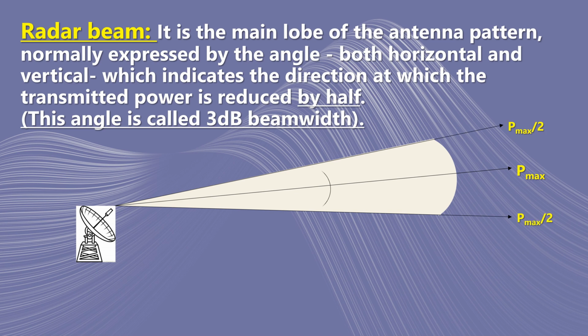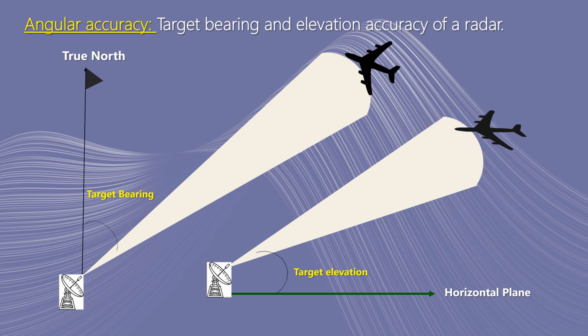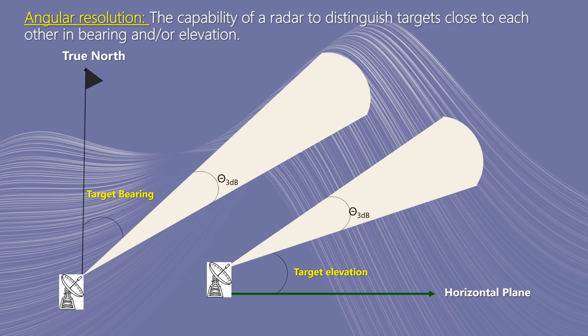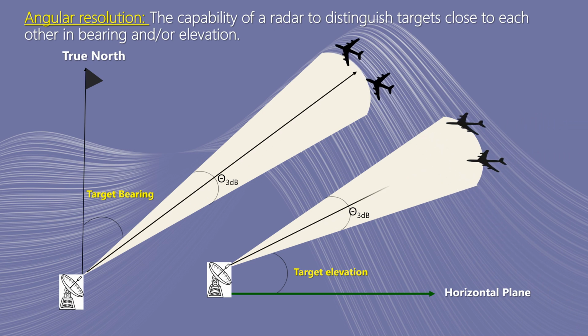Radar beam is the main lobe of the antenna pattern, normally expressed by the angle, both horizontal and vertical, which indicates the direction at which the transmitted power is reduced by half. This angle is called 3 dB beam width. Angular accuracy is the target bearing and elevation accuracy of a radar. Angular resolution is the capability of a radar to distinguish targets close to each other in bearing and/or elevation.